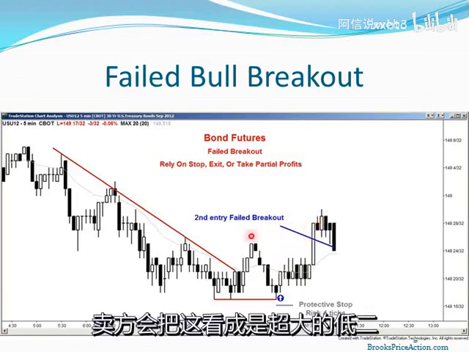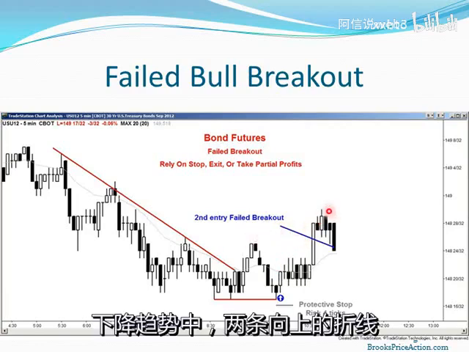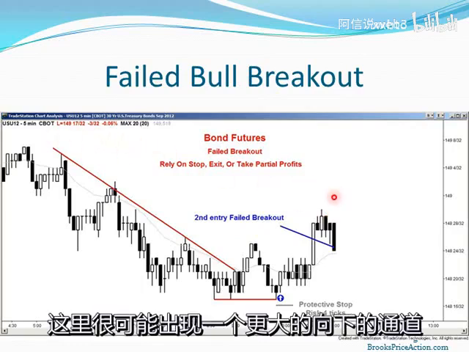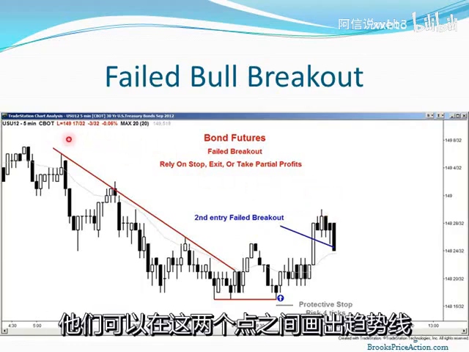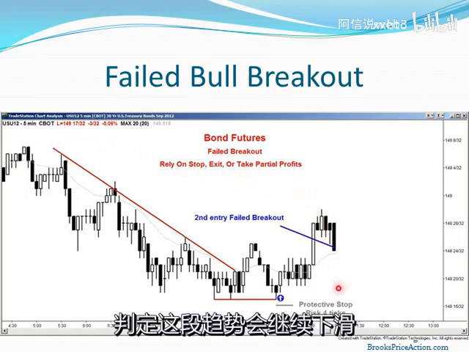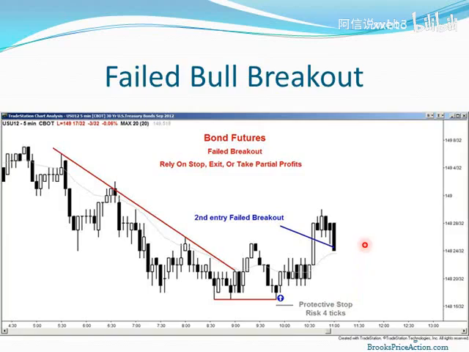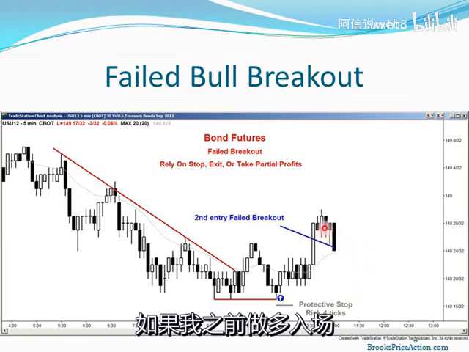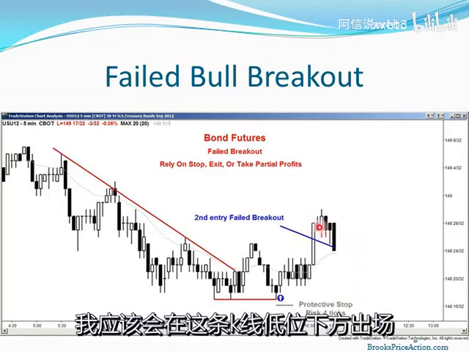The bears see this as a large low 2 legs up in a bear trend, and they're expecting this to result in simply a broader bear channel. So they'll draw a trend line from this high across this high, betting that the trend will continue down. If I were long, I probably would get out below the low of this bar.